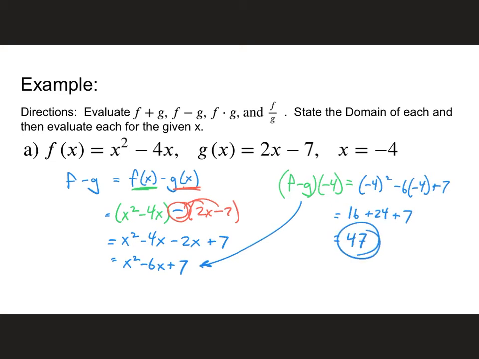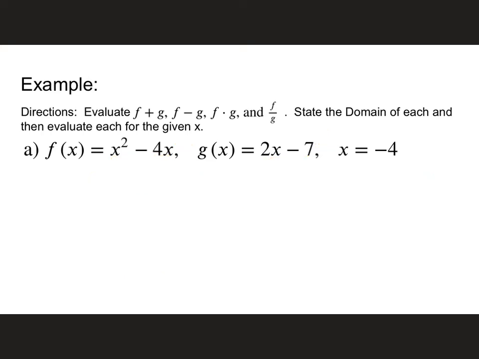You'll see that I did this problem different. I did the subtraction and then plugged my negative 4 into that answer. Really, like I said, it doesn't matter which way you decide to do it. So again, let's look at the domain of f minus g. Again, remember, the domain of f of x is all real numbers. The domain of g of x is all real numbers. So the domain of f minus g is also all real numbers. There's nothing exciting going on here.